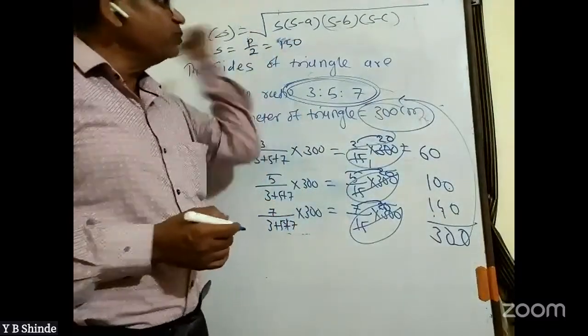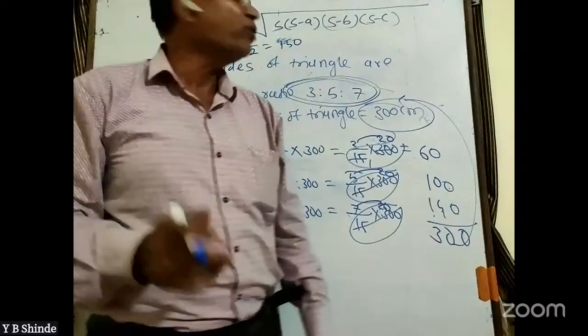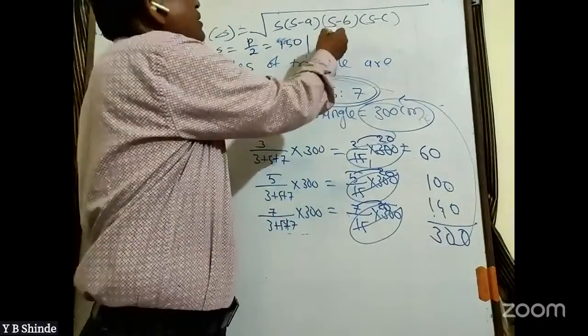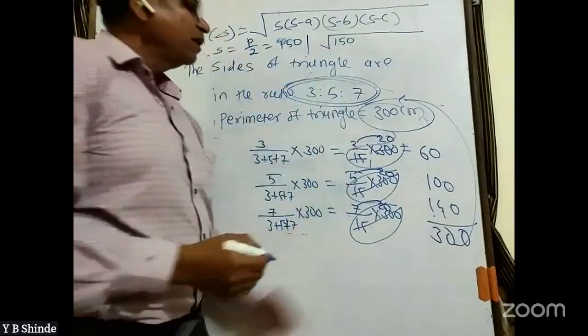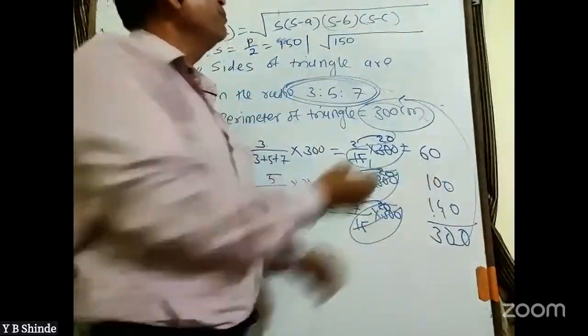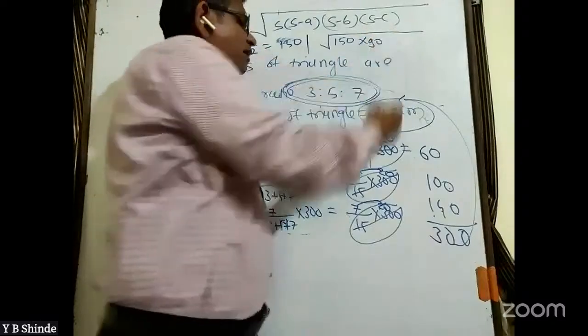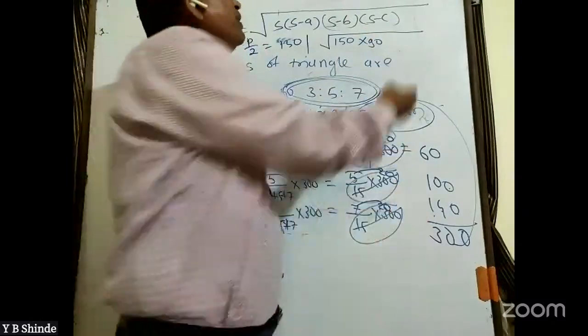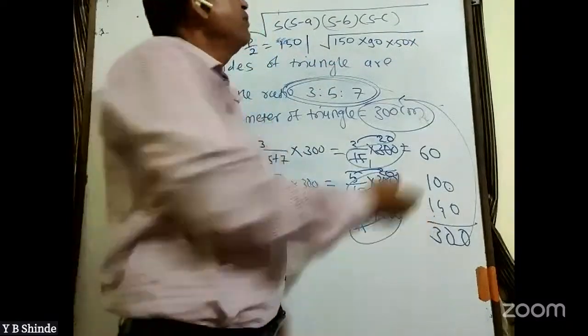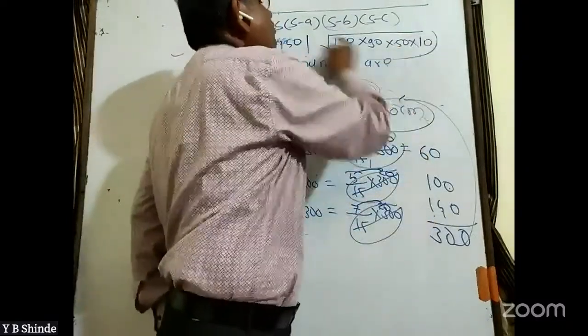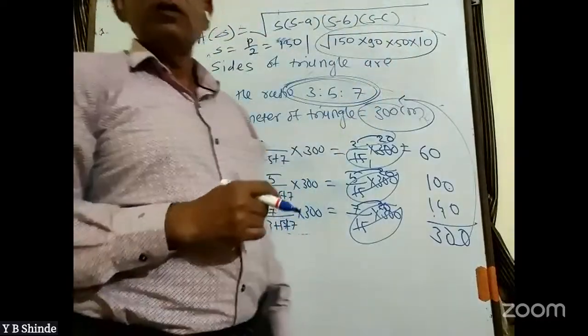Now you can use this information to find the area of triangle. What is the area of triangle? Root of S, that is 150, 150 minus 60, what will it be? 90. 150 minus 100, what will it be? 50. 150 minus 140, what will it be? 10. Now how you calculate this value is again important for us.